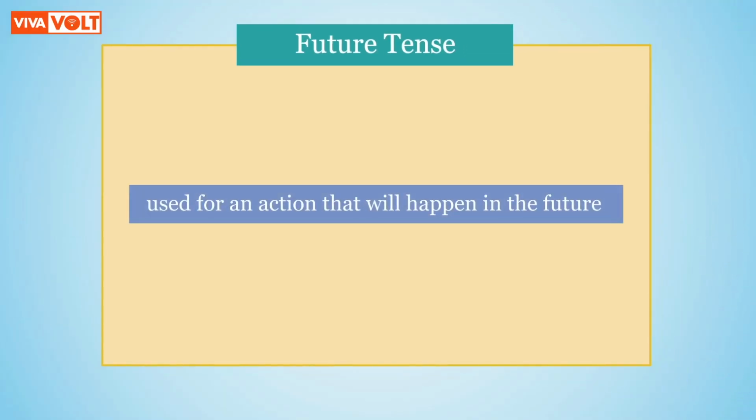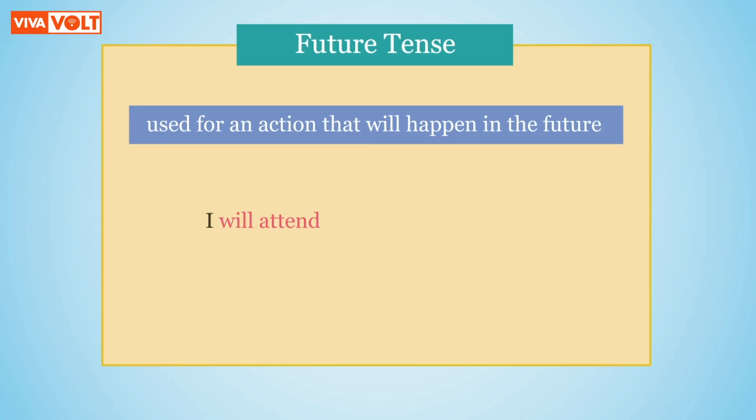Hello children. Today we are going to learn about the future tense. Verbs in the future tense describe actions that are expected to take place later. That is, actions that will take place in the future. Let us take a look at some examples.